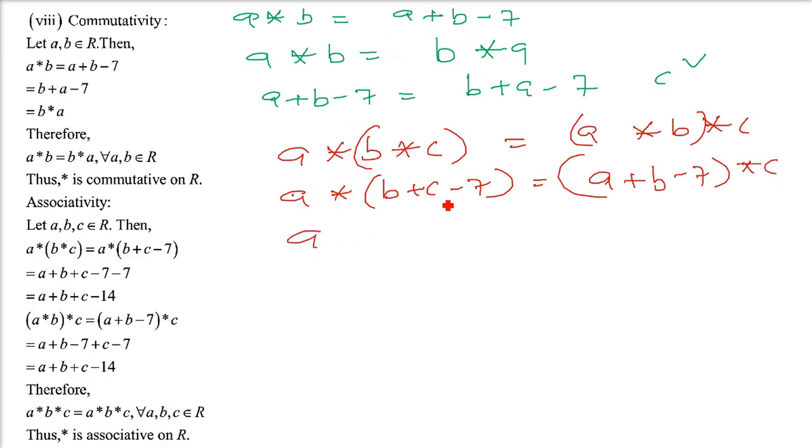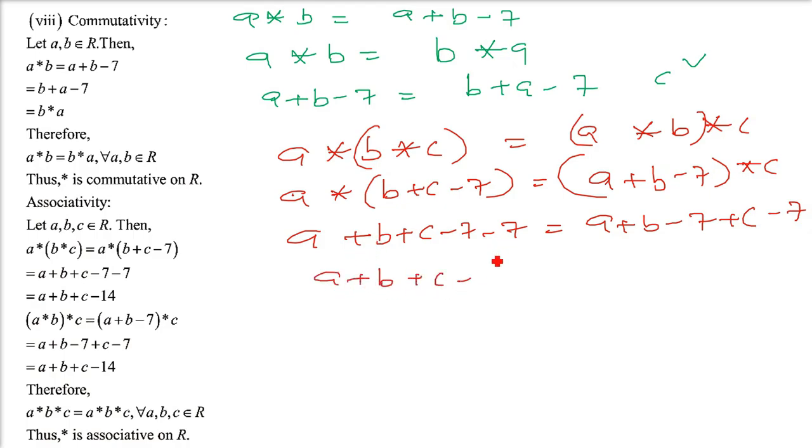So A plus B plus C minus 7, and minus 7 is already there. We have A plus B minus 7. In place of B, we'll write C, and minus 7 is already there. We have A plus B plus C, minus 7 and minus 7 is minus 14. A plus B plus C minus 14. Just check it. It's not minus 17, it is minus 14. So they are equal.